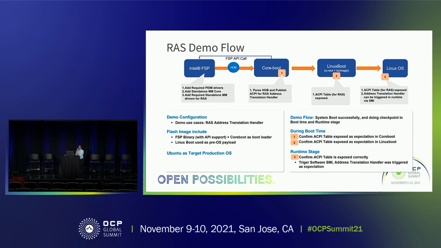So we chose this RAS handler for the demo, and our prototype work covers converting this module into a PIM and standalone module, putting it into FSP, and getting it to work together with Coreboot. We will see the SMM handler installed in the SMM environment, and the ACPI table can be seen in the OS environment. So next page, please.